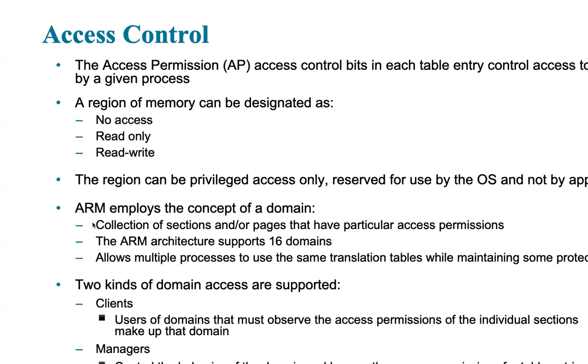The ARM employs the concept of a domain, a collection of sections and or pages that have particular access permissions. The ARM architecture supports 16 domains and allows multiple processes to use the same translation table while maintaining some protections for each other. Two kinds of domain access are supported. You can either have clients or managers.